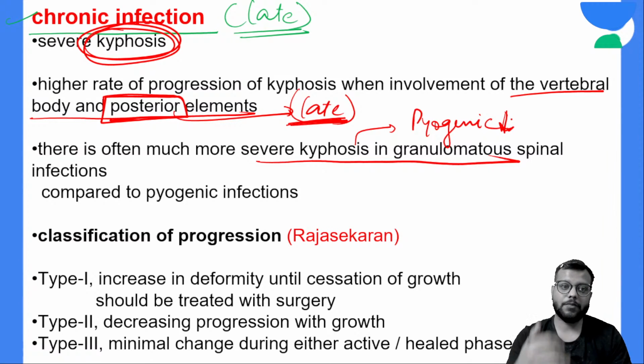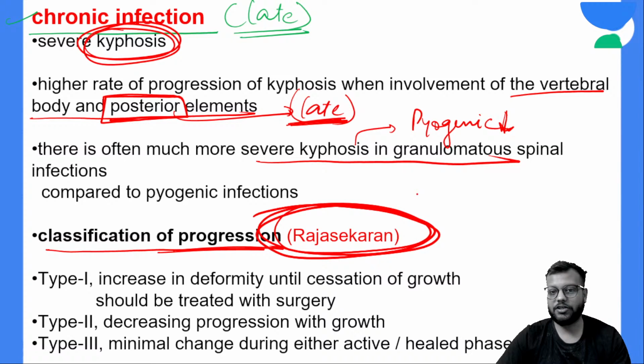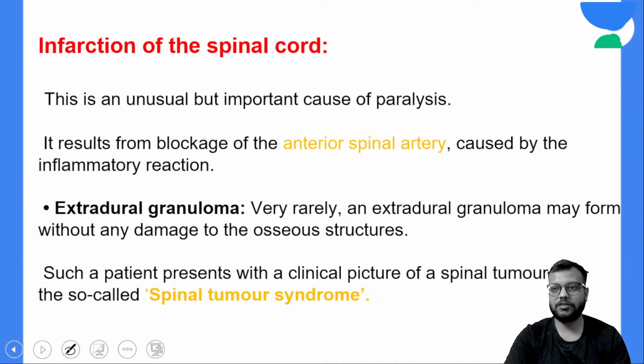Now for this Pott spine, for the deformity or the manifestations in late stages, you have a classification which is based on the progression of the disease, which is called the Rajasekaran classification. You just need to remember the name. Other than that you don't need to go in depth. Just remember that the Rajasekaran classification is related to the deformity following Pott spine.